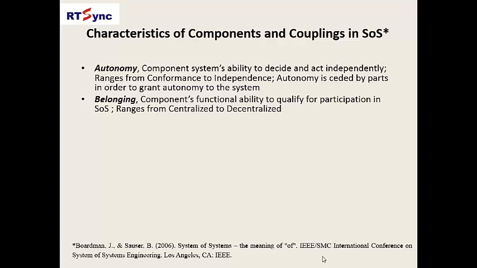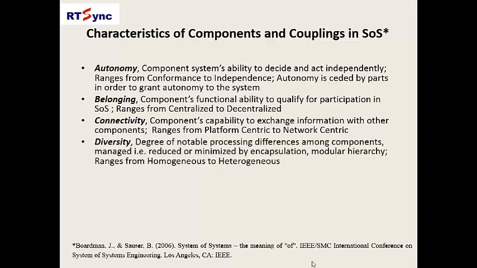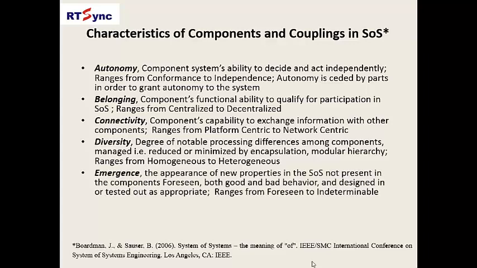Belonging concerns the component's functional ability to qualify for participation in the system of systems. It ranges from centralized to decentralized. Connectivity, the component's capability to exchange information with other components, ranges from platform-centric to network-centric. Diversity, degree of notable differences among components, can be reduced or minimized by encapsulation and modular hierarchy, such as the hierarchical composition that we've discussed. It ranges from homogeneous to heterogeneous.